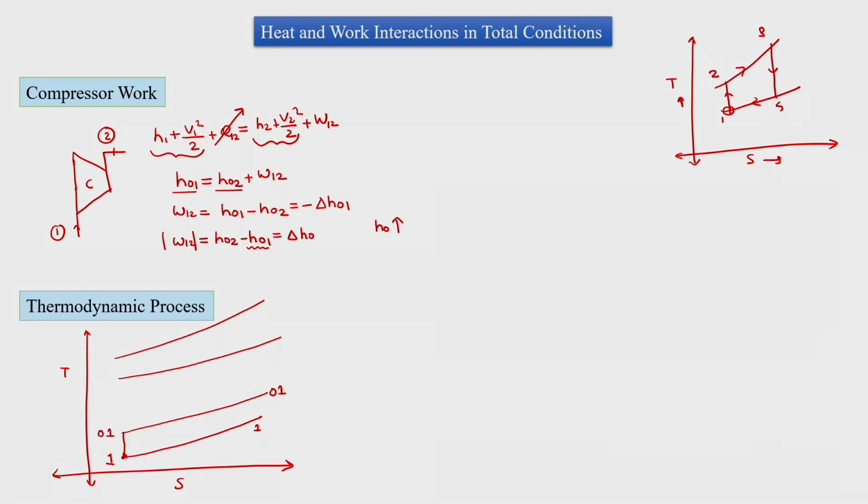Now, as we were considering earlier, compressor work is input in the process 1 to 2. So 1 to 2 is compression using static conditions, and 1 to naught 1 is actually the stagnation process for state 1.